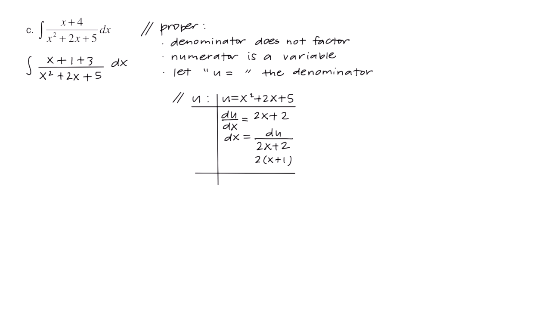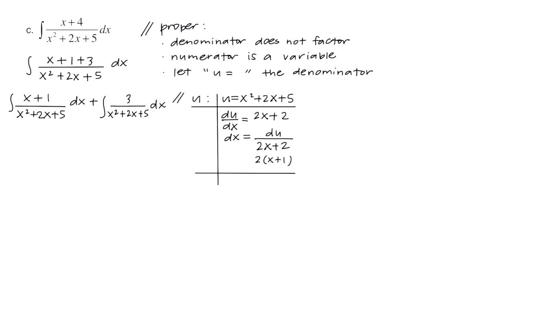So now what we're going to do is split this fraction up. So we take this x plus 1 and make it x plus 1 over the denominator, and then we take this 3 and break it up to 3 over the same denominator. Again, we just took this fraction and split it into 2 separate fractions, and then we take the integral of each individual fraction.